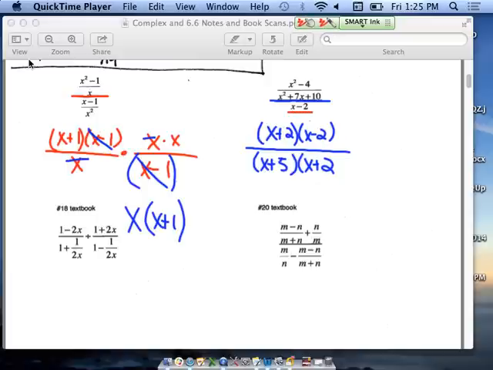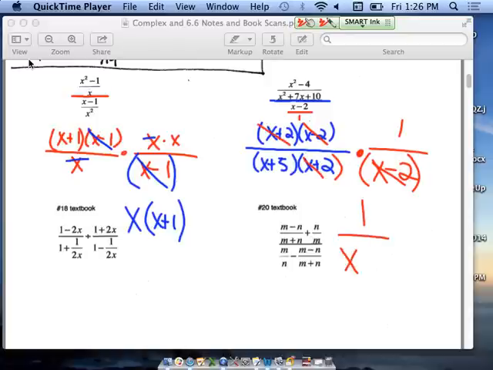So I could think of that as being over 1. So when I turn this into a multiplication problem, it's 1 over the binomial x minus 2. And then I just simply compare, looking for factors top to bottom, and the pieces that remain come together to give me my simplified answer.